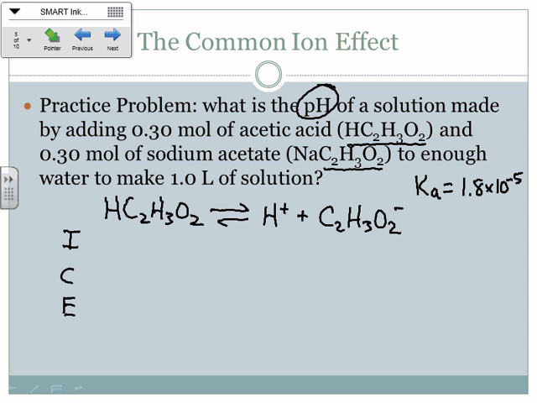That's 0.30, right? Because it's 0.3 moles in 1 liter. What's the initial concentration of our H plus? 0. What's the initial concentration of our C2H3O2 minus? Normally, it would be 0, right? In the last unit, we put 0 on those two. But we have some sodium acetate in that solution as well, right? So we actually have a beginning concentration of 0.30 over here. That's really the only thing that changes with these problems, okay? So we're going to do our same thing here, minus x, plus x, plus x.